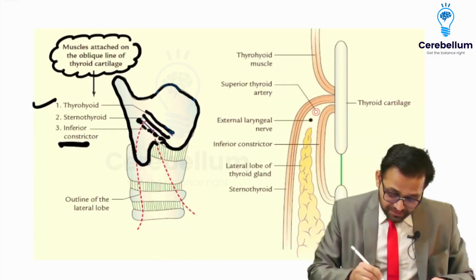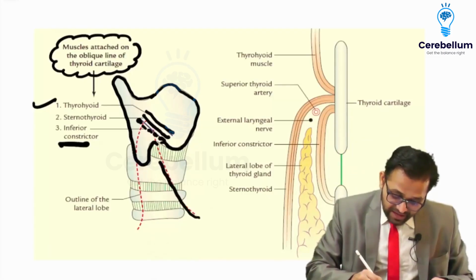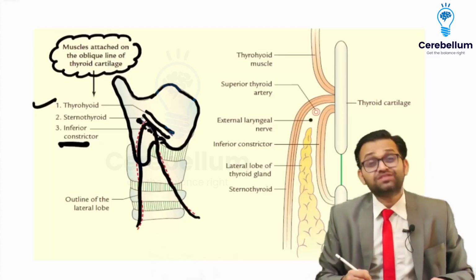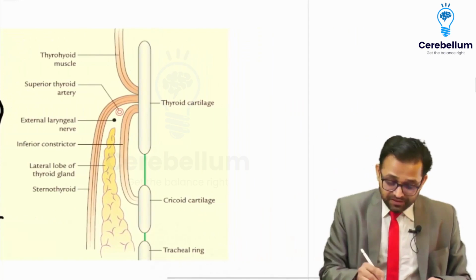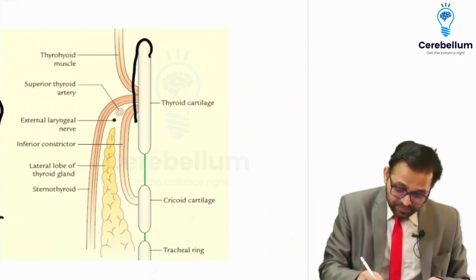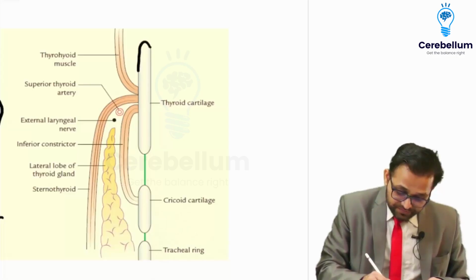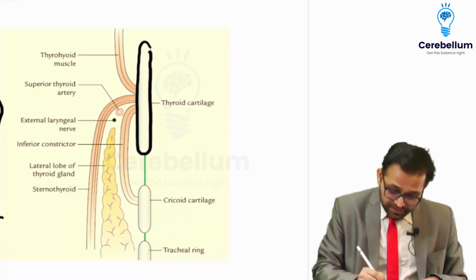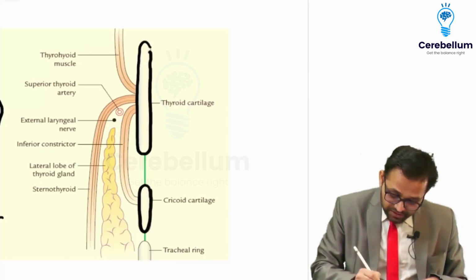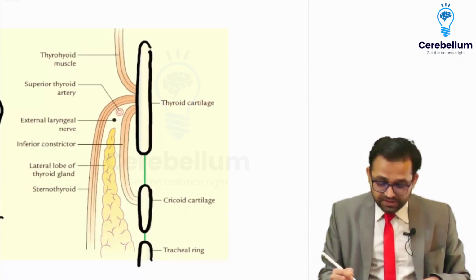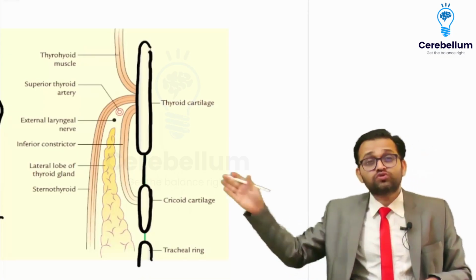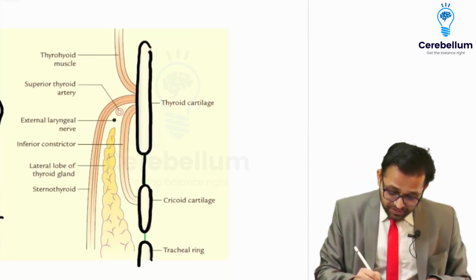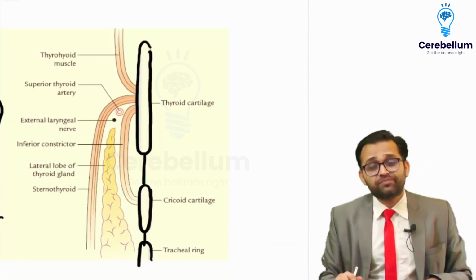Now look, the thyroid gland apex portion is extending up to this oblique ridge. This is the enlarged view, sir. This is our diagrammatic presentation of the thyroid cartilage. Here you can see the cricoid cartilage, and this is the tracheal ring. The membrane between thyroid and cricoid is the cricothyroid membrane, and between the cricoid and trachea is the cricotracheal membrane. Fine.